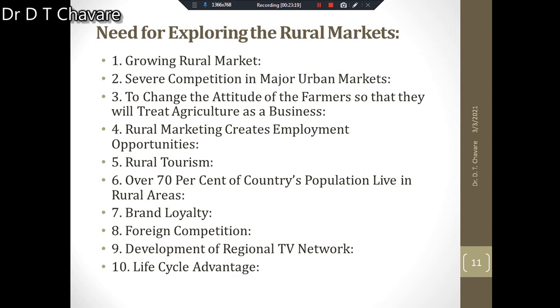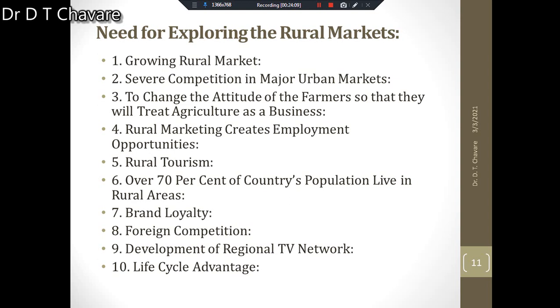Then rural marketing creates employment opportunities. Try to understand why rural marketing is needed. Because rural marketing is going to create employment opportunities in rural areas. N number of opportunities are going to be created here. That's why rural marketing creates n number of employment opportunities. For example, in the production sector employment opportunities are there. In the selling sector such opportunities are there. In the promotion sector opportunities are there. It means that there are n number of opportunities in marketing. That's why rural marketing should be explored.